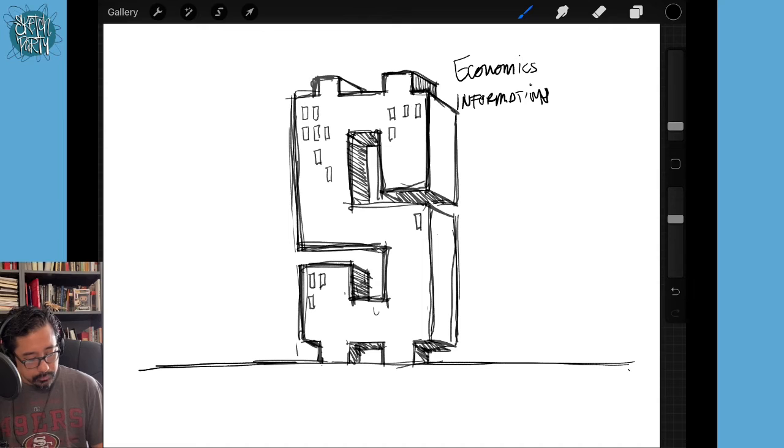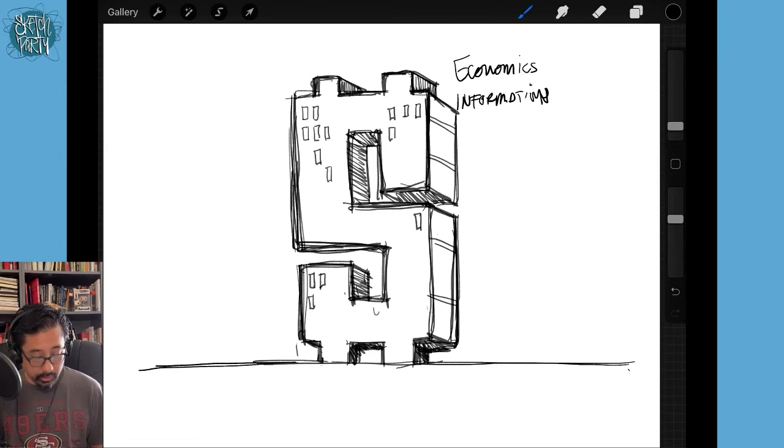A lot of the times, what ends up happening is that people abandon a drawing too soon. They don't put enough detail into it. By that time, you've sort of missed out on what the potential of the drawing could be, right? So here we go.